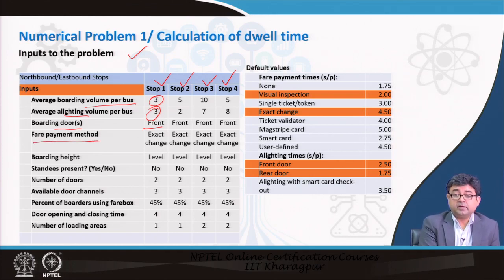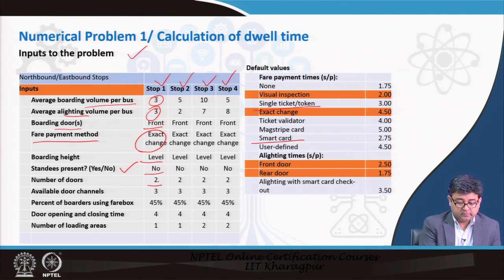What is the fare payment method? Is it exact change only, or is it, for example, a smart card, or a single ticket token? So, what type of fare collection is operating in your bus system, that you have to know. Boarding height: whether your platform is level with the bus landing or there is a difference. Standees present or absent: do you allow standees on the bus, or only sitting?